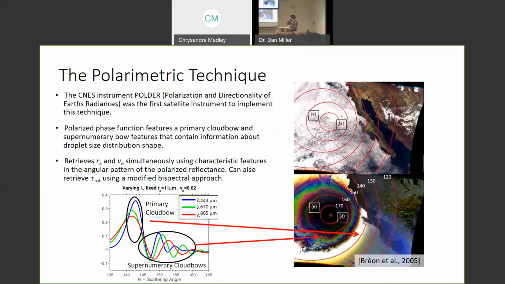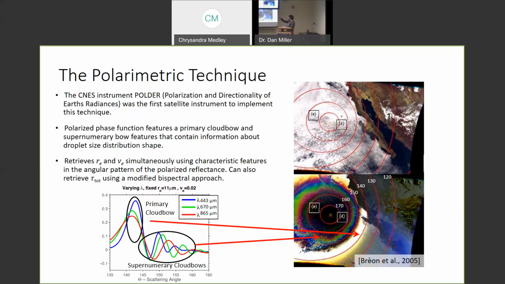The polarimetric method has been around almost as long as the bispectral method. It's just a slightly more technologically difficult measurement. There are some reasons why it's actually easier, but I can talk about that later maybe. The polarimetric technique requires a lot of different measurements of clouds at many different angles. So instead of just one fixed geometry in two relatively separate spectral bands, this method requires maybe only one spectral band, but a lot of different angles.